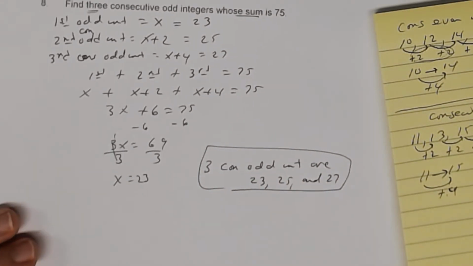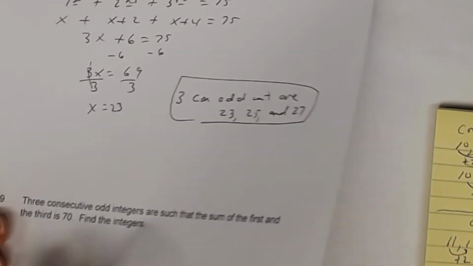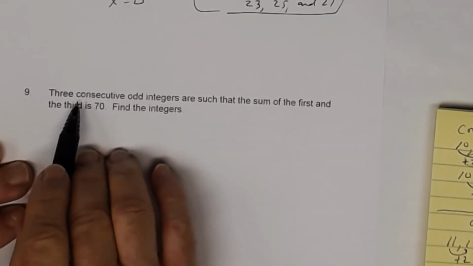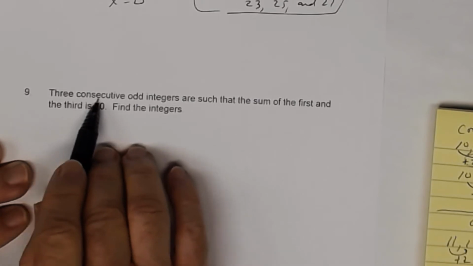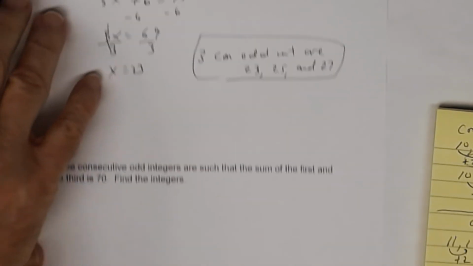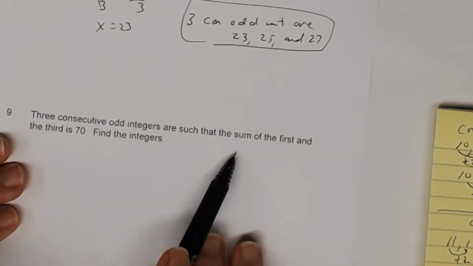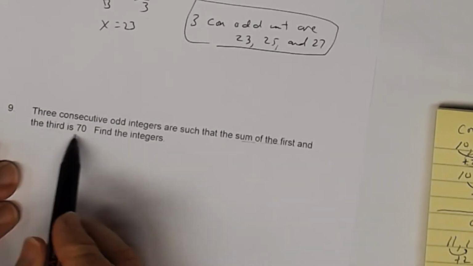All right, so that was number 8. Okay, number 9. Okay, so same idea. You want to find 3 consecutive odd integers. So our expression is going to be the same as these. That's not going to change. It's just that the equation is going to change because it's stated differently.